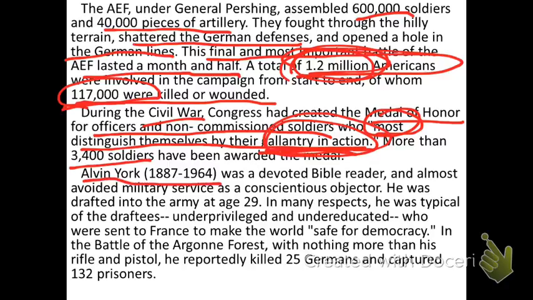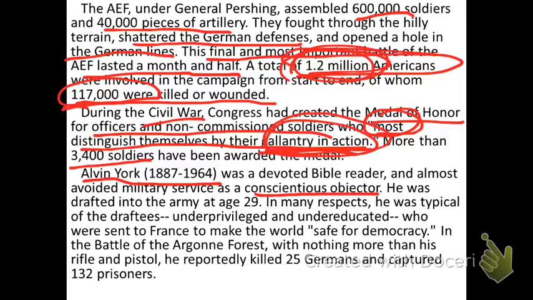A devoted Bible reader. He almost avoided military service as a conscientious objector, which means that his religion does not allow him to participate in war. There are a number of religions that are so strong in this belief. Now, all religions are pretty much against war, but there are certain churches, certain religions that are above and beyond that. And as a member of one of those religious sects, York could have gotten out as a conscientious objector.